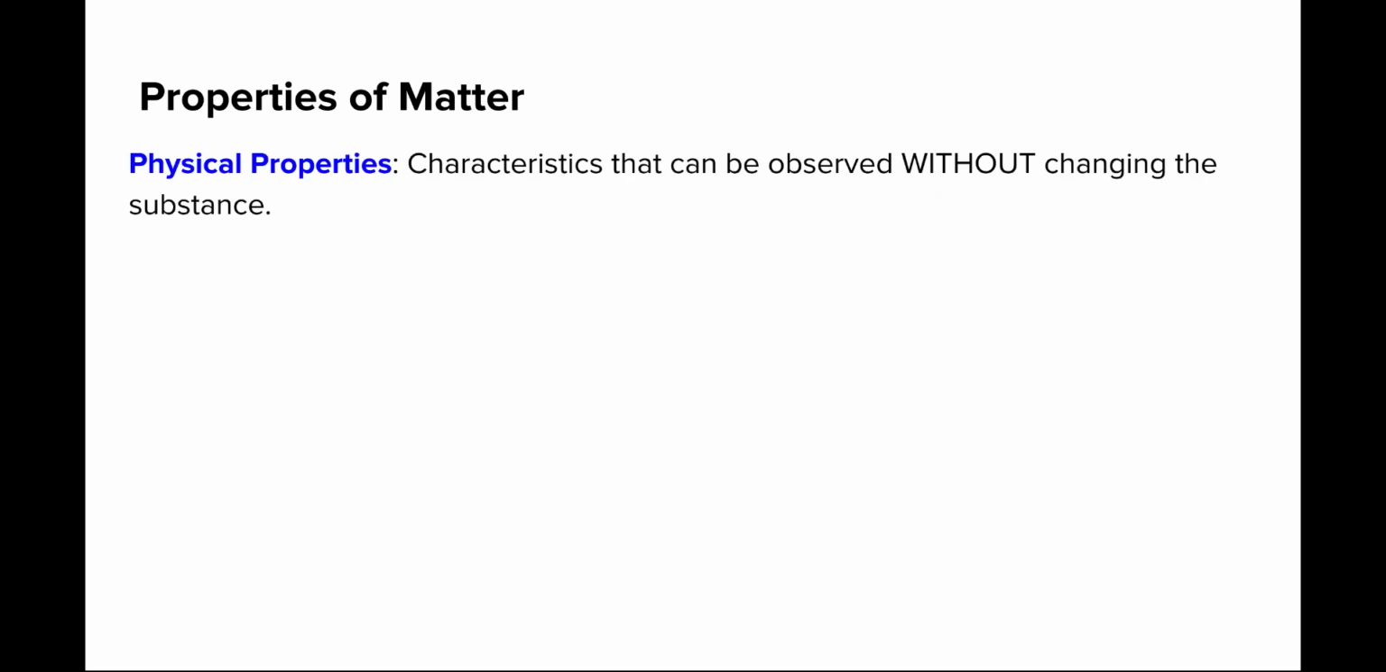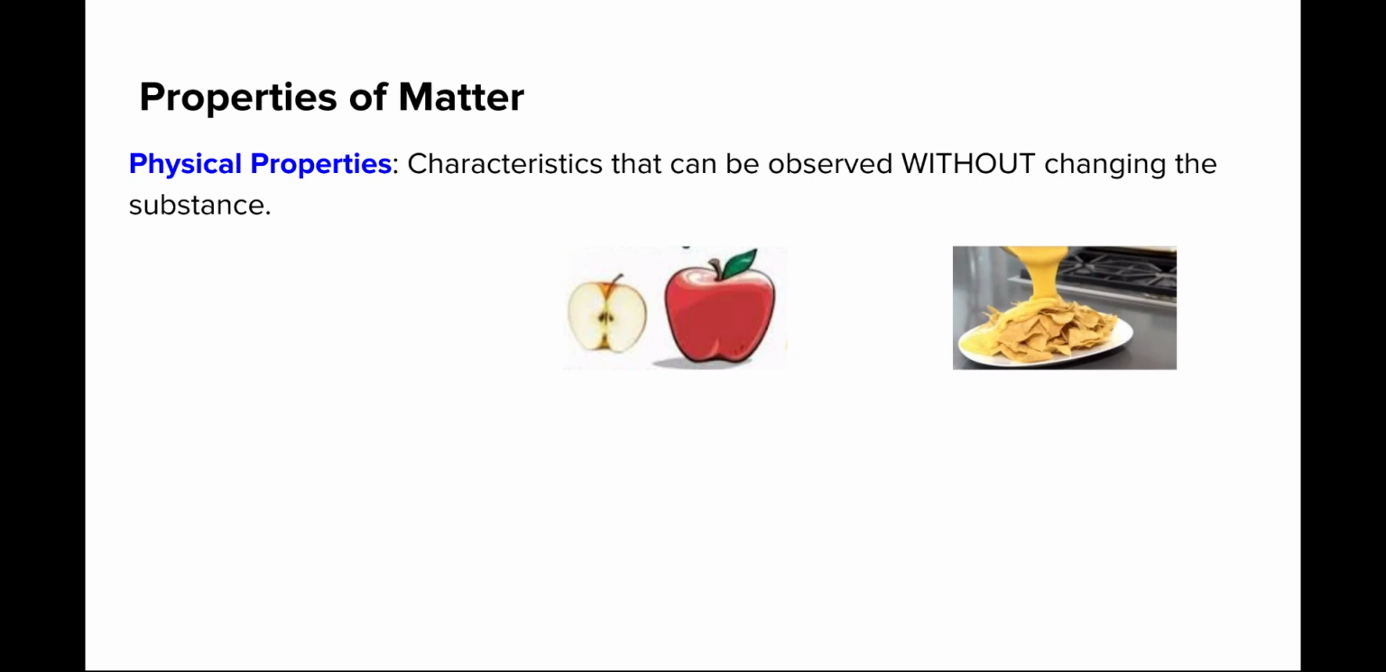So a physical property is a characteristic that can be observed without changing the substance. So it'll stay the same substance when you observe these characteristics. For example, this apple, if I were to cut it in half, I haven't changed what the substance is. It's still an apple. I've just changed the shape of it. With this cheese, whenever I pour it, I'm changing the shape of it. It's going from the shape of the container it was in to taking the shape of the chips it's on, but it's still the same cheese.